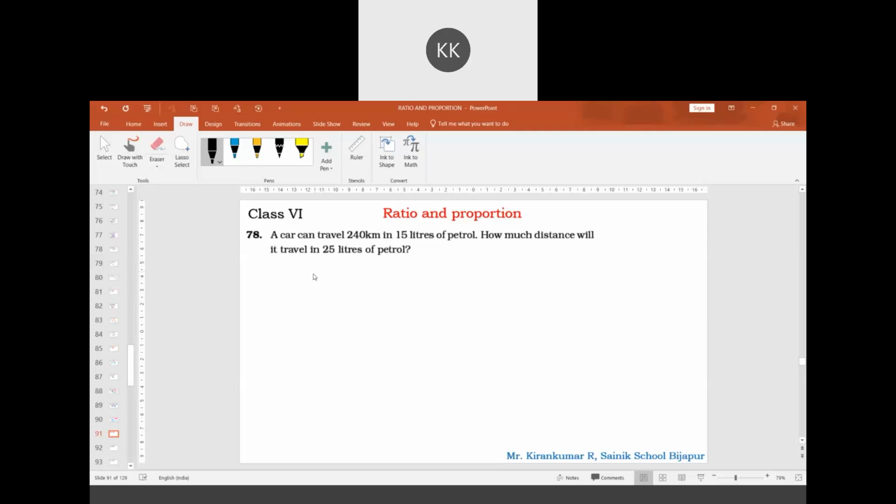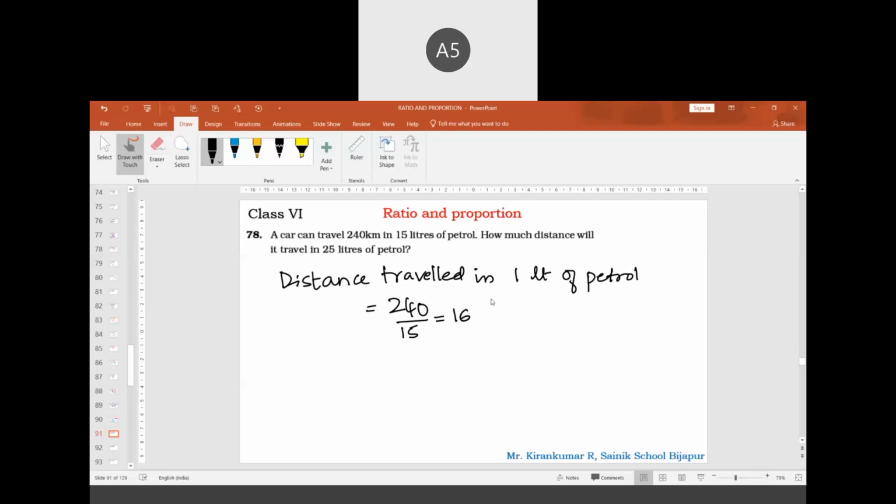I want you to solve this in a unitary method. For finding in a unitary method, we can find out the distance traveled in 1 liter of petrol. What will this be equal to? Sir, it will be 240 divided by 15 because in 15 liters it is traveling 240. 16. I think this is exactly divisible. So we get it as 16 kilometers. This is the distance in 1 liter.